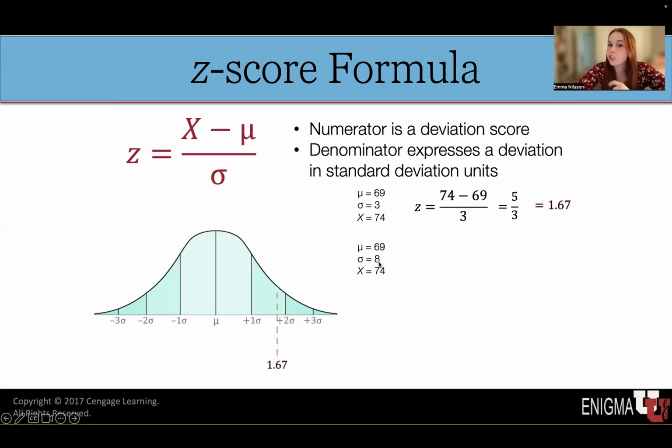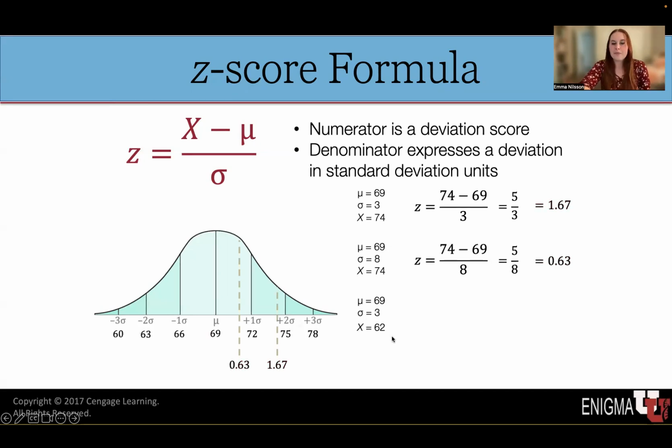Let's look at another one, but changing the standard deviation. Now our standard deviation is 8. If we plug it into our formula, now we get a z-score of 0.63. That means that 74 in this distribution is only 0.63 standard deviations above the mean. Even though it's the same raw score, since your distributions have different standard deviations, your z-score is going to be different.